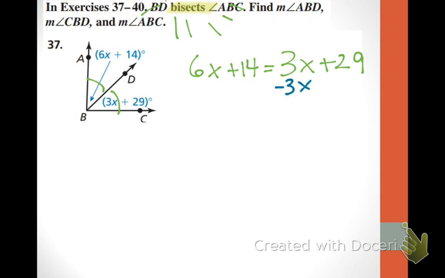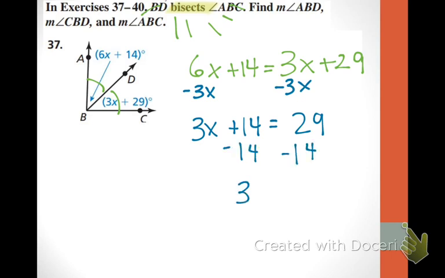Subtract that 3x. So we get 3x plus 14 equals 29. Subtract my 14 now. I know we're speeding through this, and I'm really sorry. We get x equals 5. Is everyone okay with getting x equals 5? The only reason we could do this, because what word did we look at? Bisects. And that means the left is equal to the right.